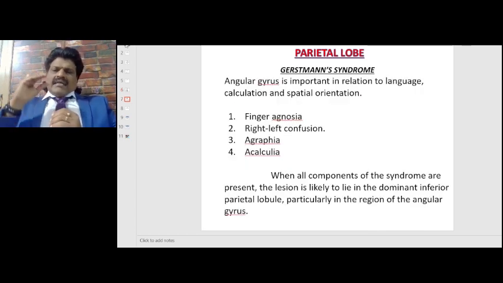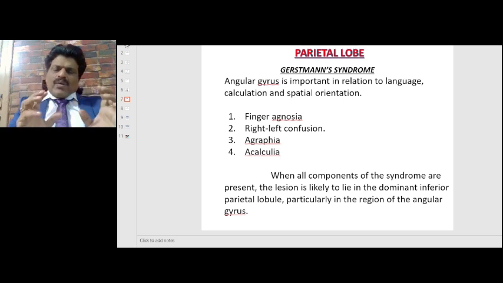As I said, the inferior parietal lobe, the angular gyrus, is important in relation to language, calculation and spatial orientation, and therefore when there is left dominant parietal lobe angular gyrus involvement, they will have the tetrad. First, finger agnosia: they are not able to tell the name of the finger. If we cross the fingers and ask them which is the right index finger or the left ring finger, they will not be able to tell. That is known as finger agnosia.